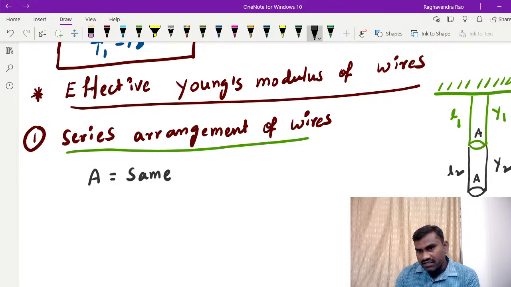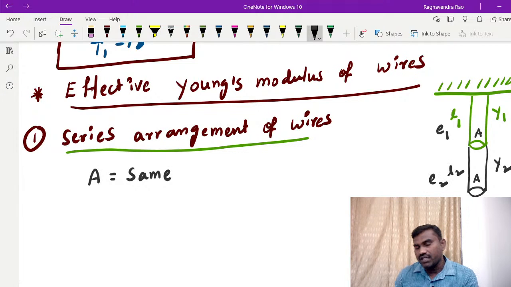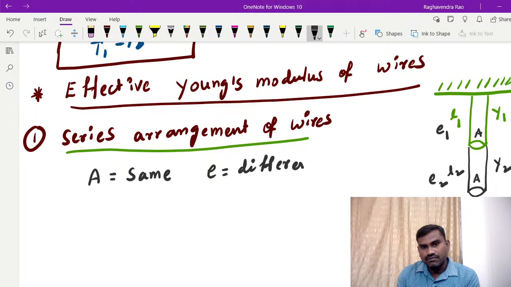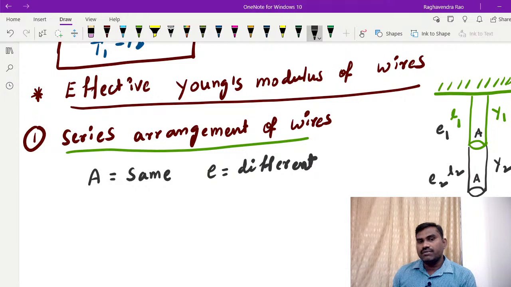Now because this is Y1 and this is Y2, the Young's modulus is different, which means these are made up of different materials. Different materials have different Young's modulus and they will elongate differently. The elongation produced in Y1 is E1, and in Y2 we get E2. That means elongation is different. Young's modulus is automatically different because these two are made of different materials, like steel, copper or iron; we can take any two different types of material, because Young's modulus depends on the nature of the material.